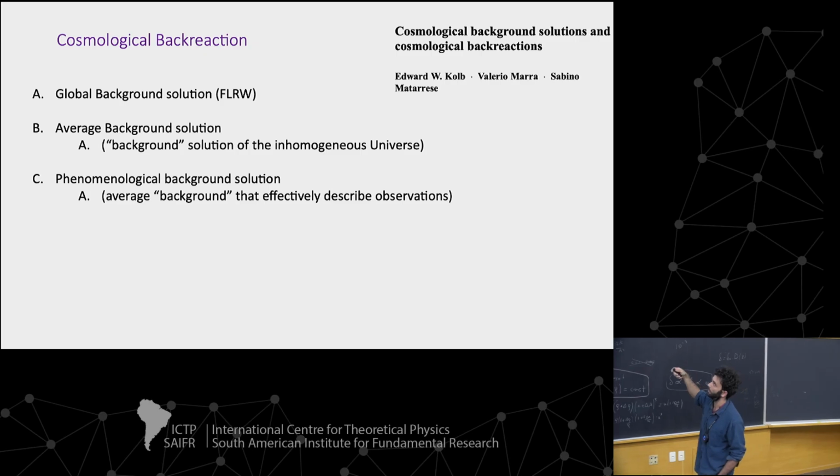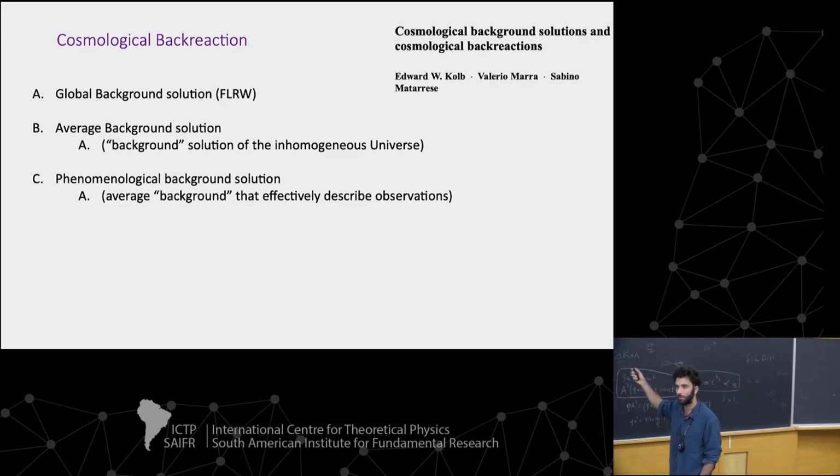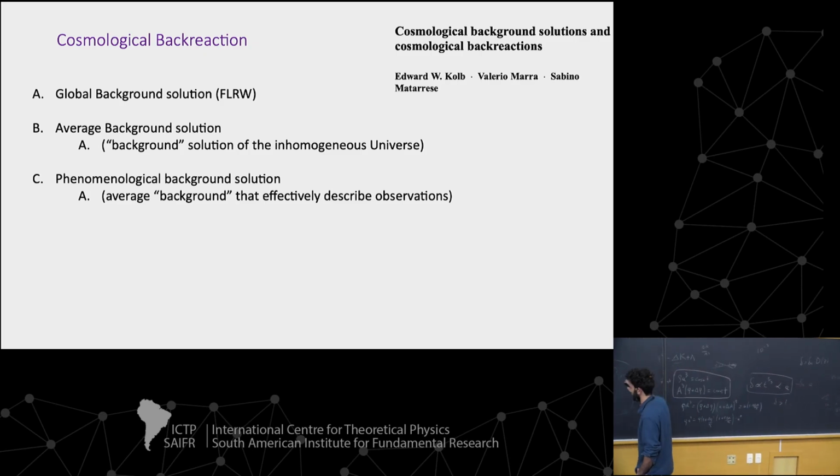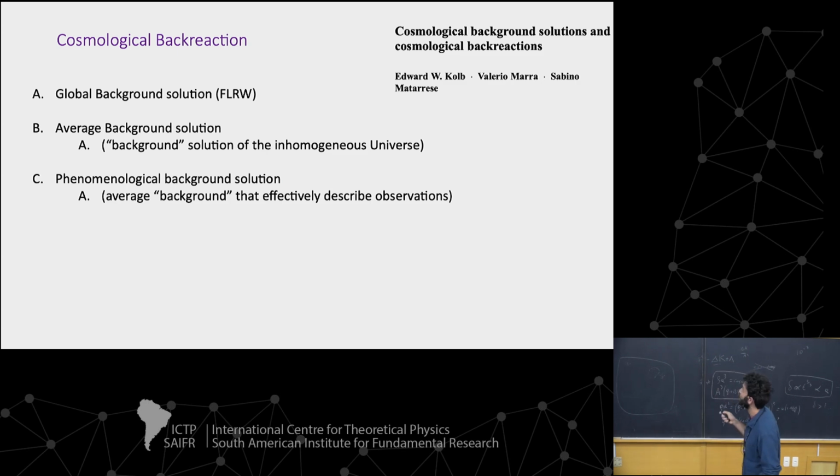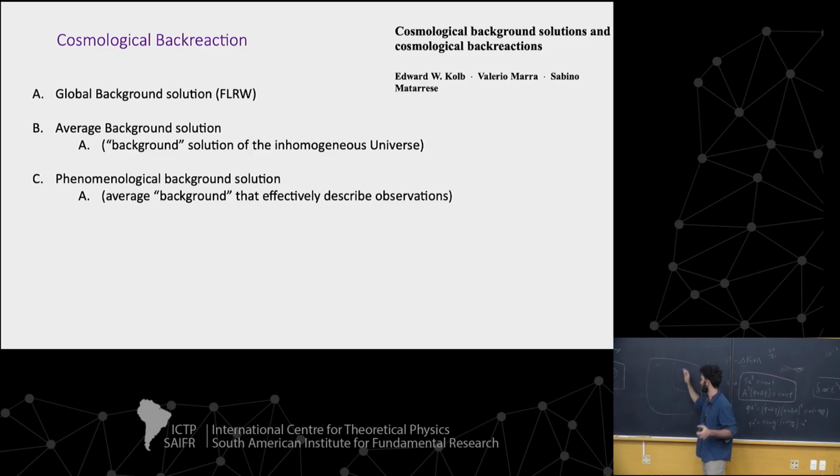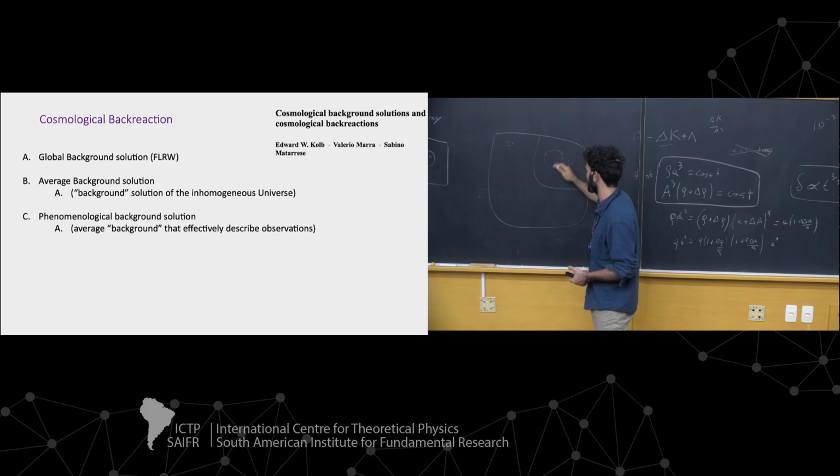You can have a global background, which in the case of standard cosmology is Friedman-Robertson-Walker. Then you can have an average background. What does it mean, average? That I can take a slice of my universe and average over any coarse graining scale, and it would be a new average background.